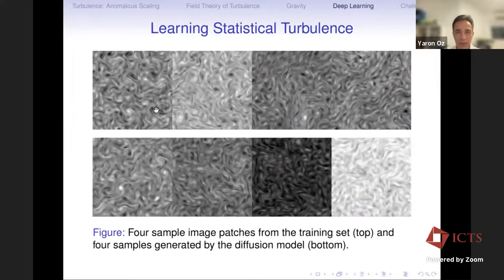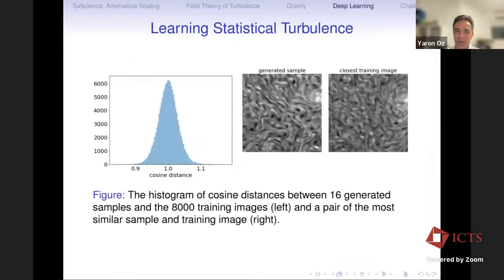So first of all, these are plots, these are real pictures, solutions of Navier-Stokes equations. And this is the ones that it produced. If you look at it by eye, it will be difficult for you to tell me which one was produced by really solving Navier-Stokes equations and which by the machine. And you can also check that they are not the same. Even though they look similar, you can check by cosine distances that it gave you different solutions.